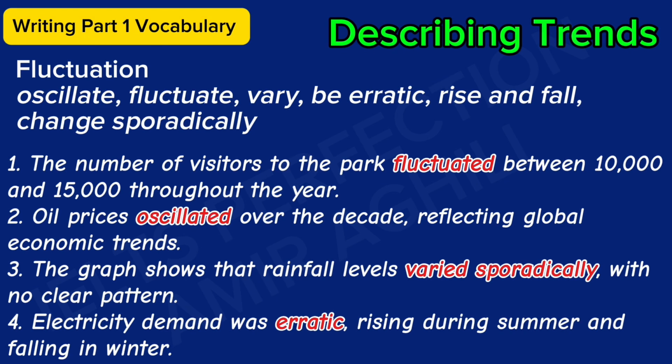2. Oil prices oscillated over the decade, reflecting global economic trends. 3. The graph shows that rainfall levels varied sporadically with no clear pattern. 4. Electricity demand was erratic, rising during summer and falling in winter.